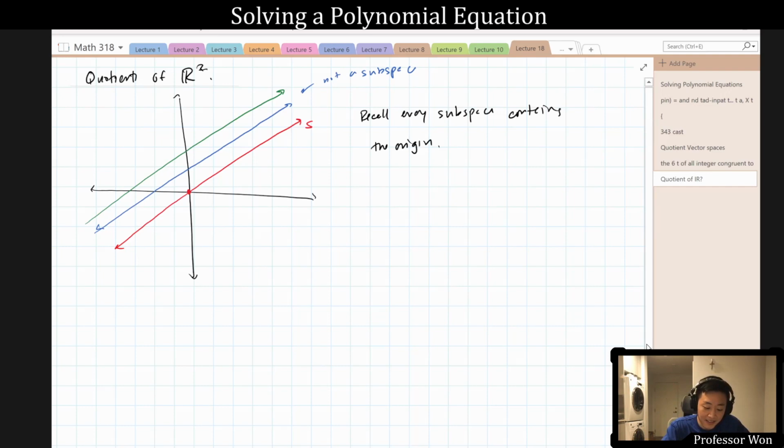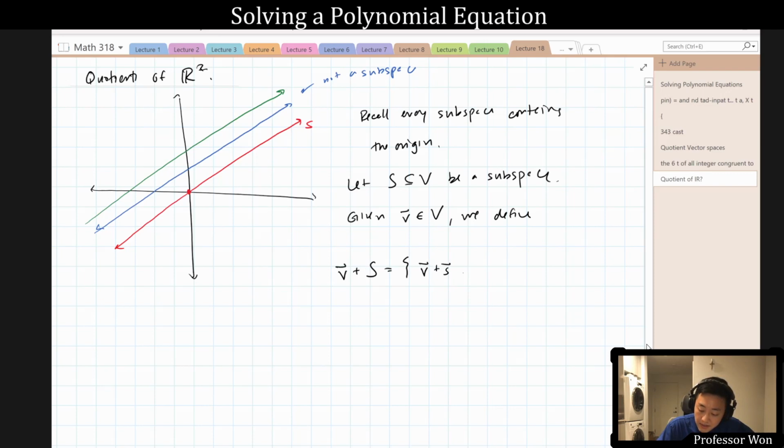Right, so that's what I'm going to do. So let S be a subspace. This is going to work in general, so that's why I said V rather than R2. Now, given a vector v in V, we define the following thing. v plus S is going to be the set of all vectors that look like v plus s, where s is in S.